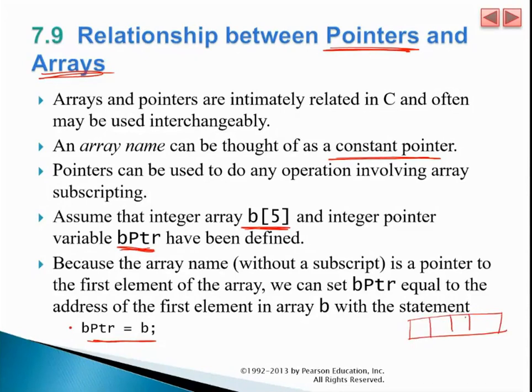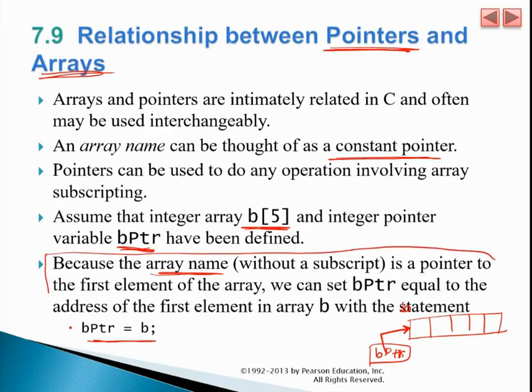It means it is exactly the same thing. So this is our B array, and I'm saying bPtr is equal to B. It means bPtr will start pointing to this location. Okay. So we are saying that if we write the array name without a subscript, it is a pointer to the first element of the array. This line is very, very important. We are repeatedly saying this line.